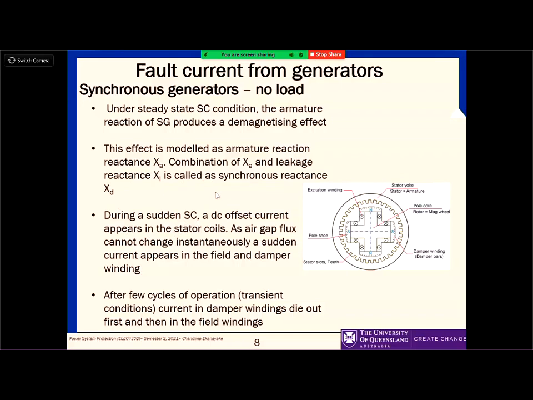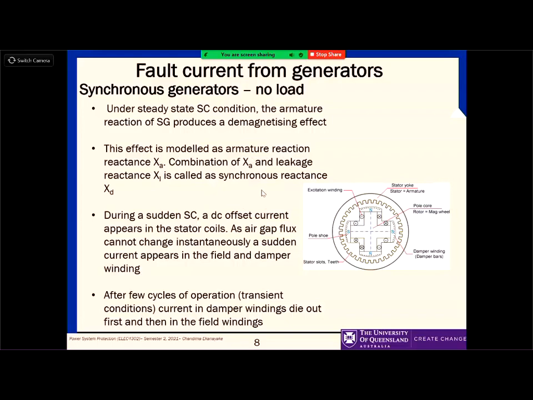Have you heard about the synchronous reactance of a synchronous generator? Have you done some calculations with it? Okay. In a synchronous generator, the equivalent circuit is represented with a voltage source and an inductor. That inductor, the synchronous reactance, is a combination of the leakage reactance and the armature reaction.